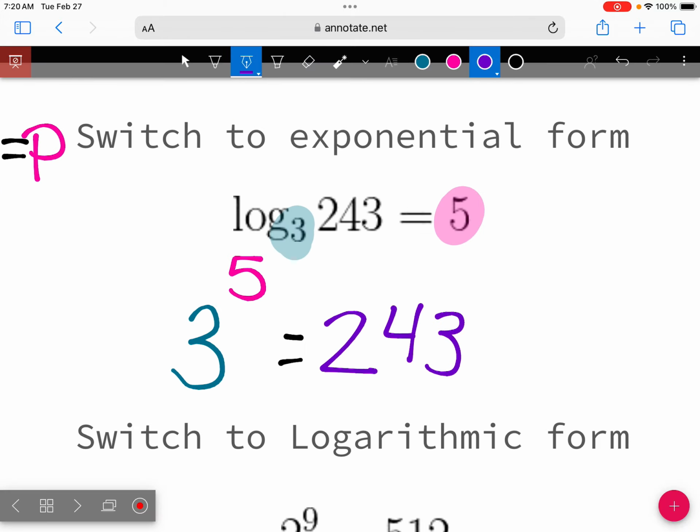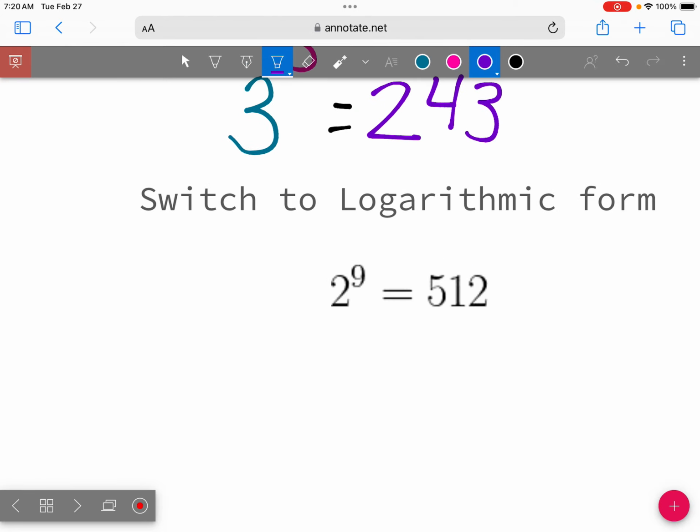Down below, it's very similar. Let me get the highlight on here. We're just going the other direction. So down here, we're going to take our log. I'm still hearing the audio from this side of the room.